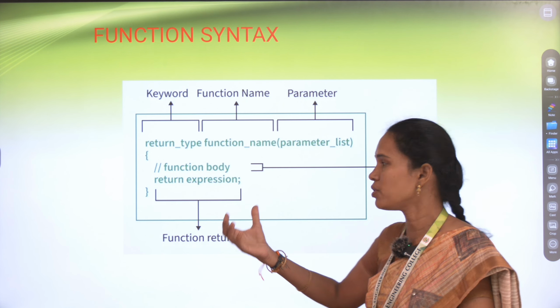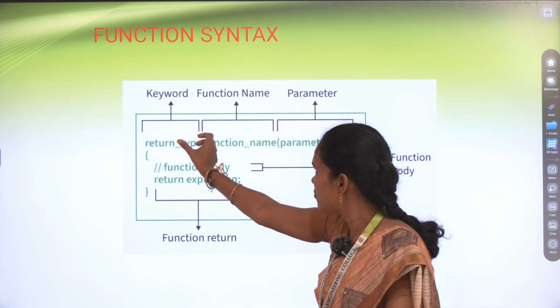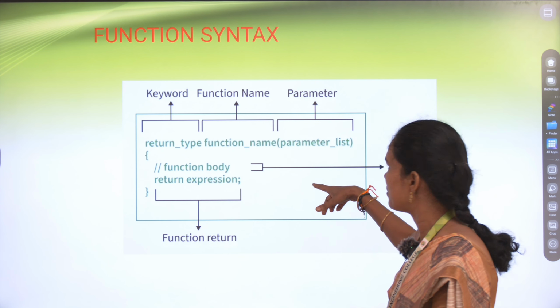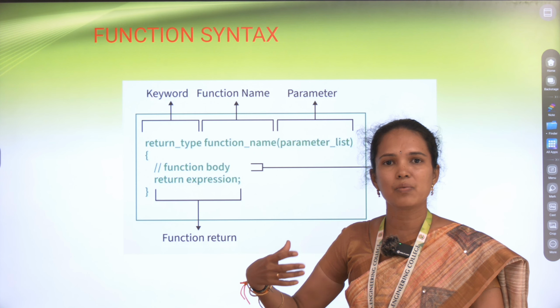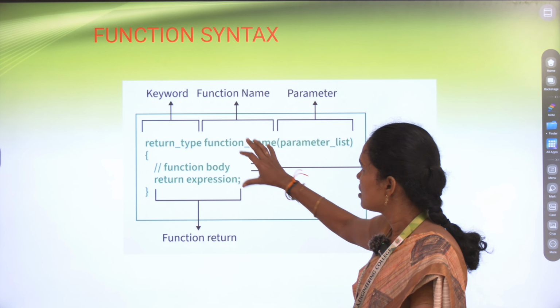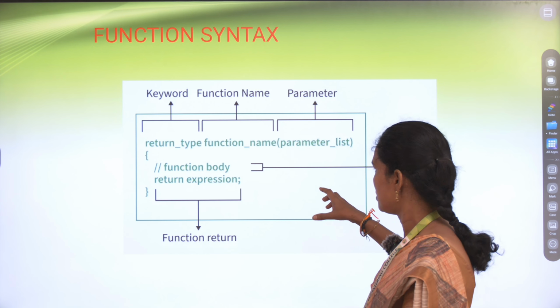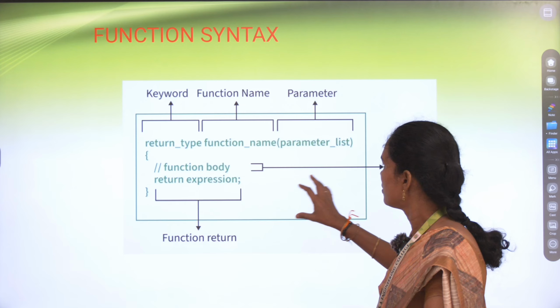So you can define your own name, that is the function name. Then parameter. Parameter is what we want to pass as the value to get the input. So that is what a parameter. So this is the overall syntax of the function. I'll tell you with an example, so you'll get more clarity.